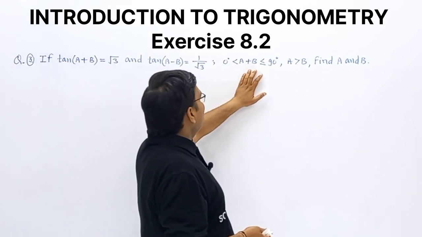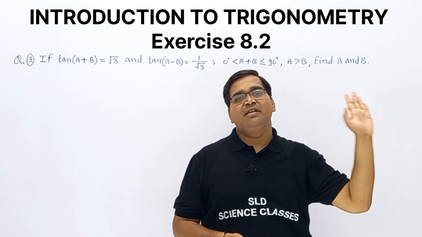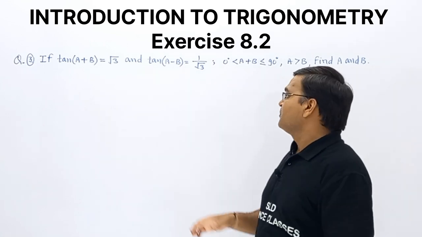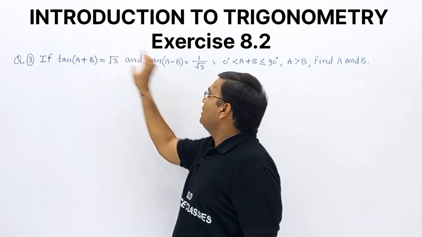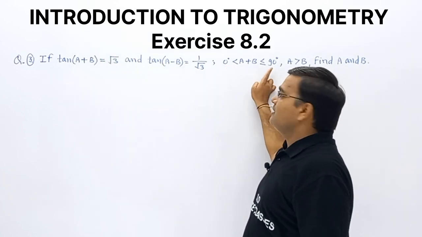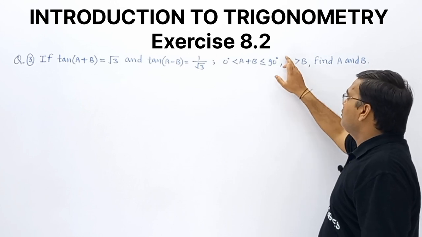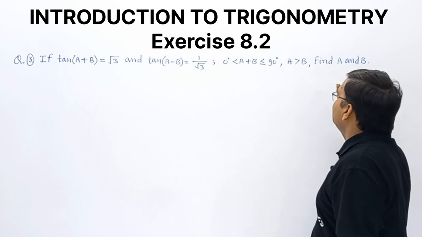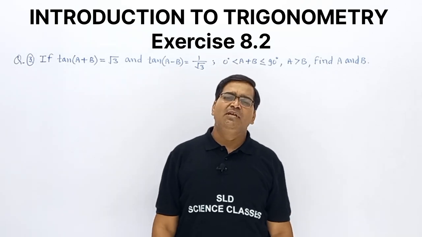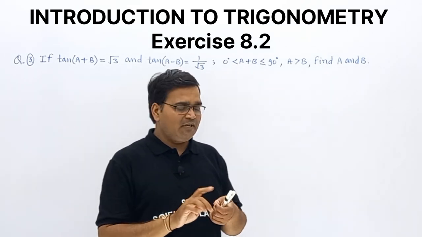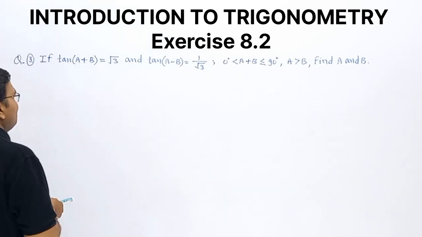A plus B is greater than 0 degree and less than 90 degree. It means this angle A plus B is in between 0 to 90 degree, and A is more than B. The value of A is more than B. Find A and B. We want to find the values of A and B. So simple question. Once you understand, there will be no problem. Observe the question.